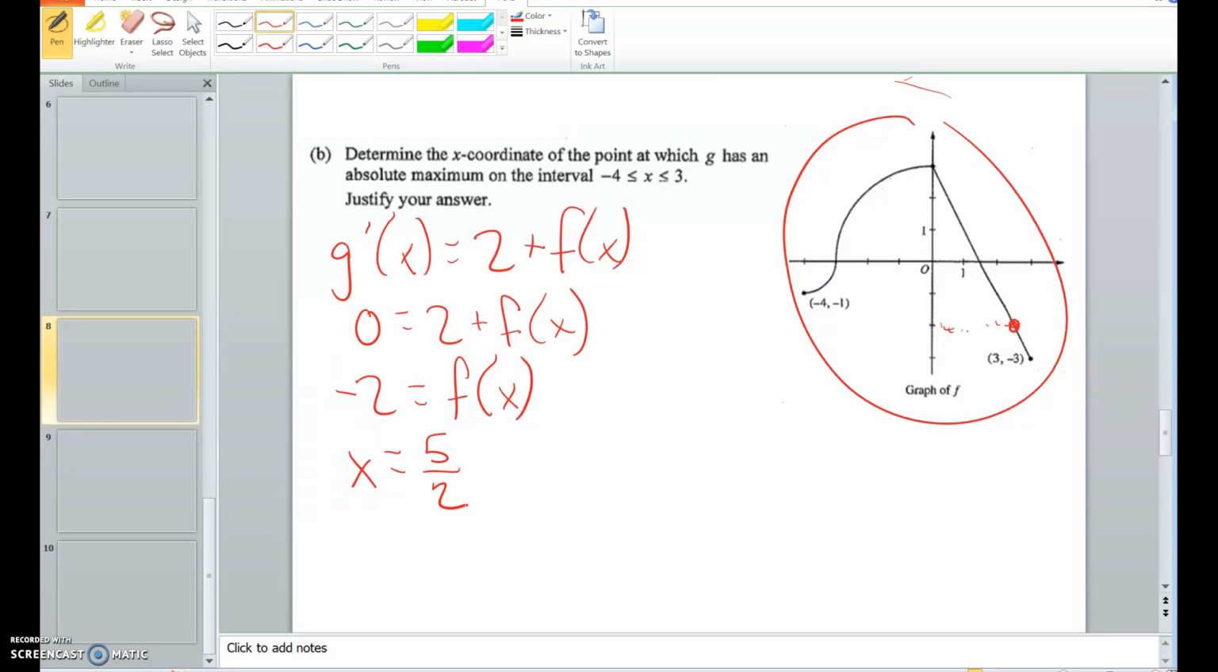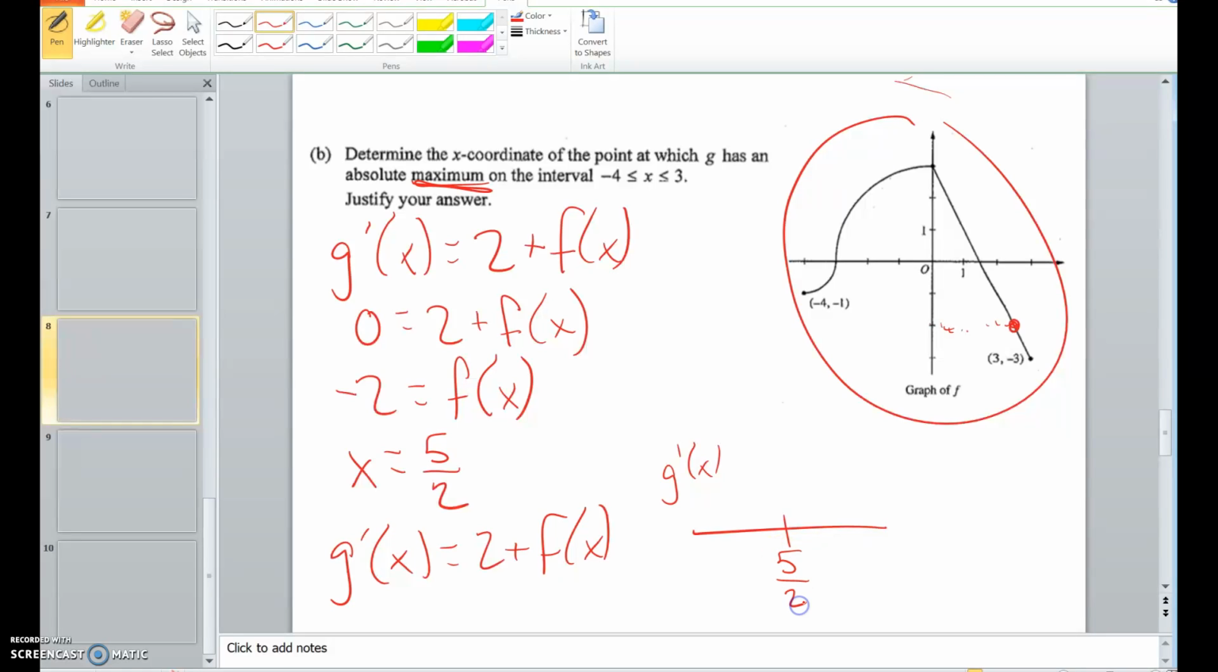And so we need to verify at this point, so we are looking for a maximum. We need to make sure that, at a maximum, the derivative of a function needs to change from positive to negative. So if g prime is 2 plus f of x, we want to imagine a little sign chart for g prime. Our critical value is 5 halves.